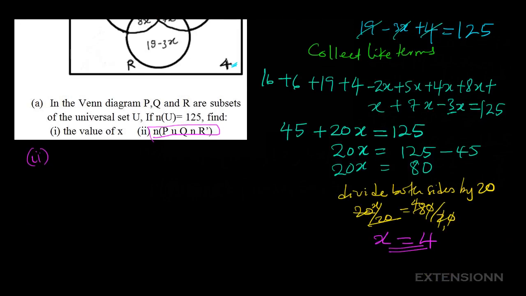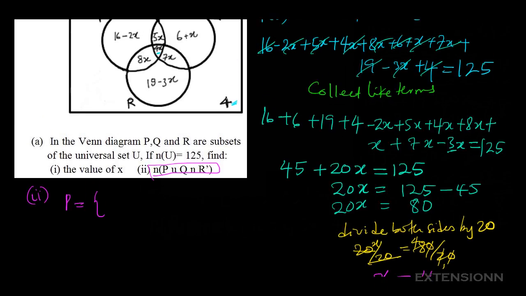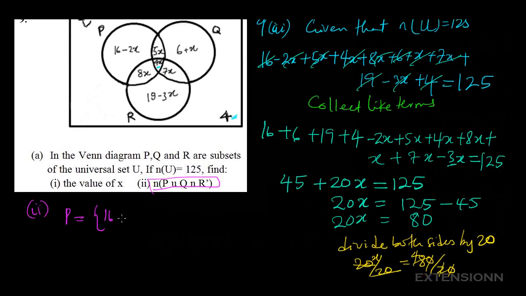So let's find the elements of the different subsets. For the first one, which is P, we could write P equals, now if you go up there, you see P is 16 minus 2x. So write all the elements of P, that's everything inside P. So comma 5x, comma 4x, comma 8x. Okay, so for Q, write all the elements of Q, that's 5x. We have 5x here, so you have 4x as the intersection of all the subsets. Then you have 6 plus x, then this is 7x.